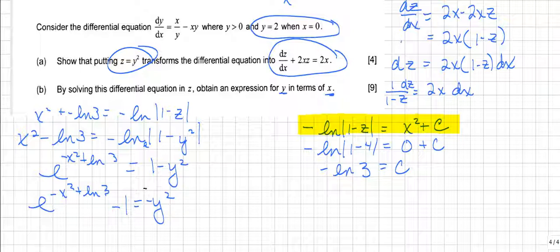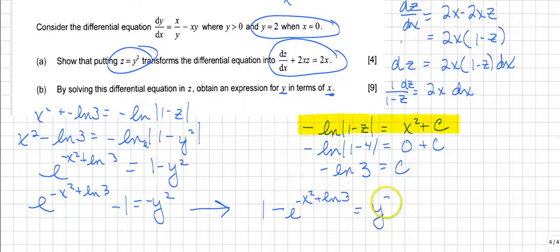And now, well, I got to get rid of that negative too, don't I? So multiplying both sides by a negative gives me, the 1 becomes positive, minus e to the negative x squared plus ln 3. This is just a little messy with all the signs. Equals y squared. And finally, take the square root of both sides. So it's the square root of 1 minus e to the negative x squared plus ln 3 power.